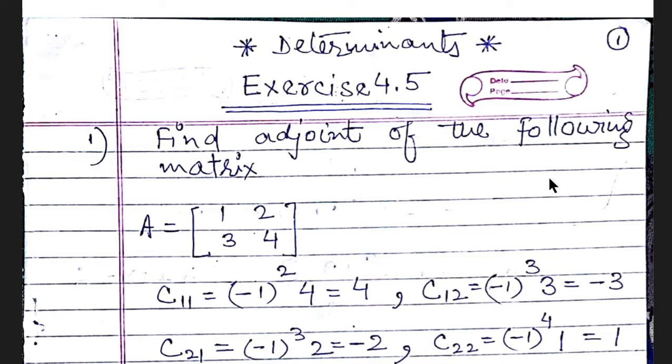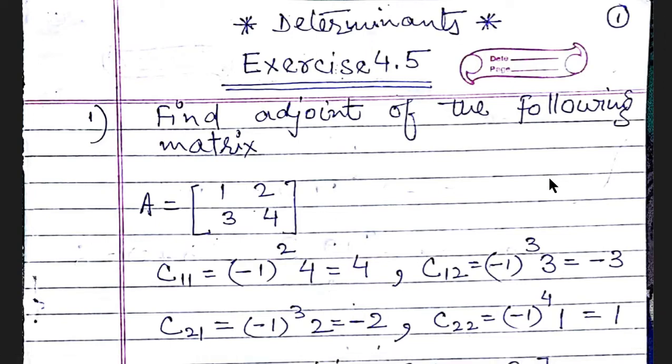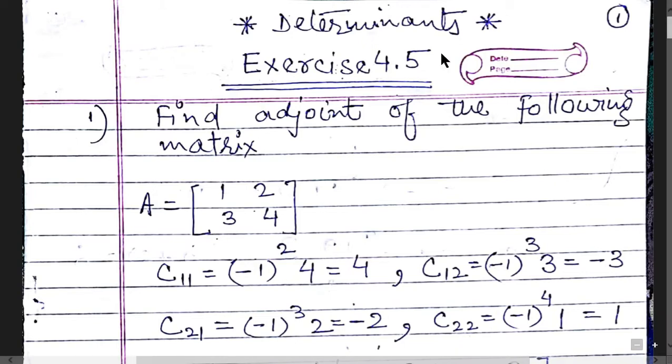In today's video, I will discuss exercise 4.5 of Class 12 NCERT. The name of the chapter is Determinants. We have already discussed the basics of exercise 4.5 and up to exercise 4.4.